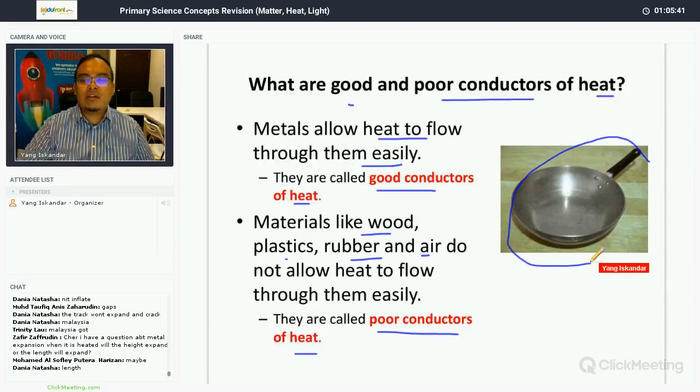Now let's take a look at a very common example here. This is a frying pan. You can see the metal part here must be a good conductor. It must be made of material which is a good conductor so that you can cook your food very quickly. At the same time, the handle must be made of material which is a poor conductor of heat. If not, you will burn your hand. So usually it is plastic, which is a very, very poor conductor of heat.